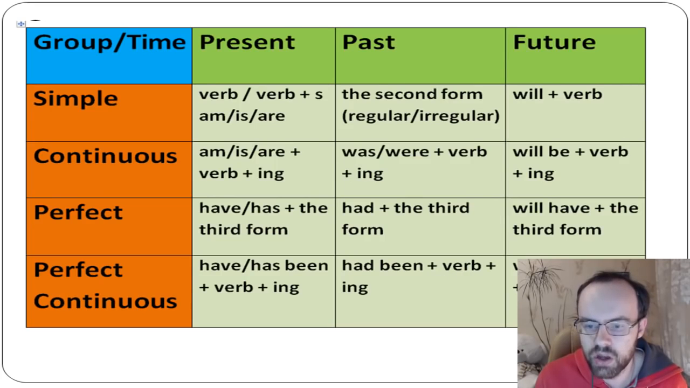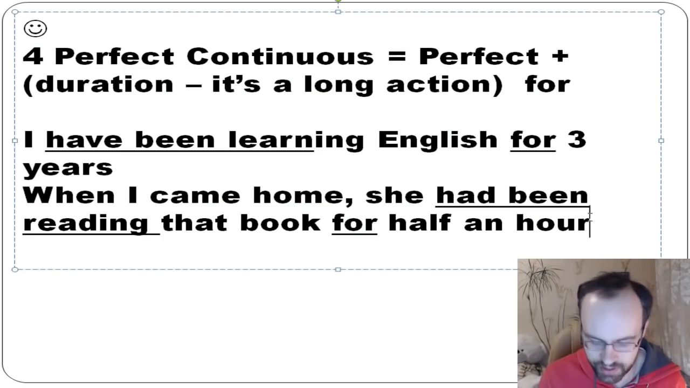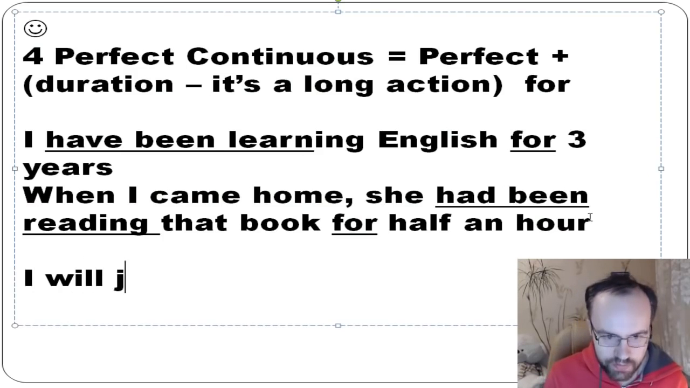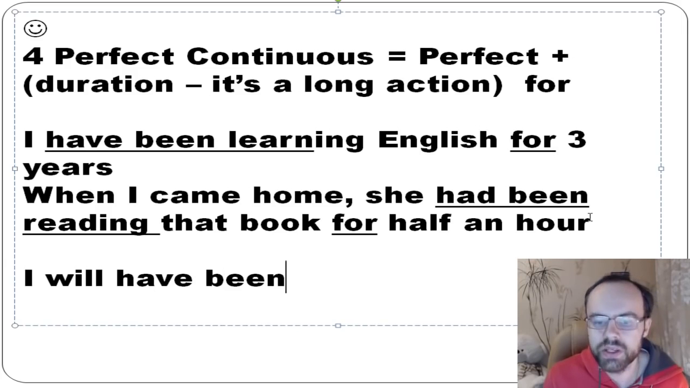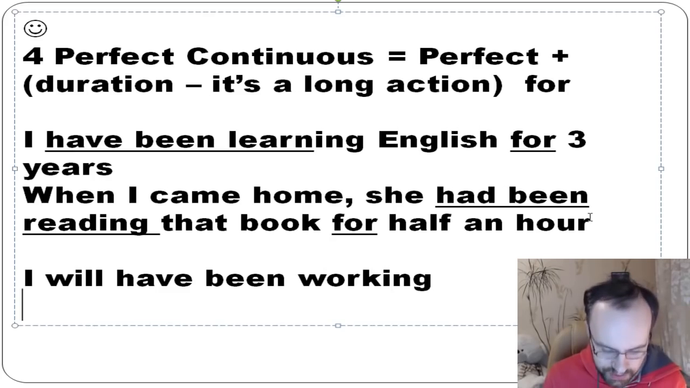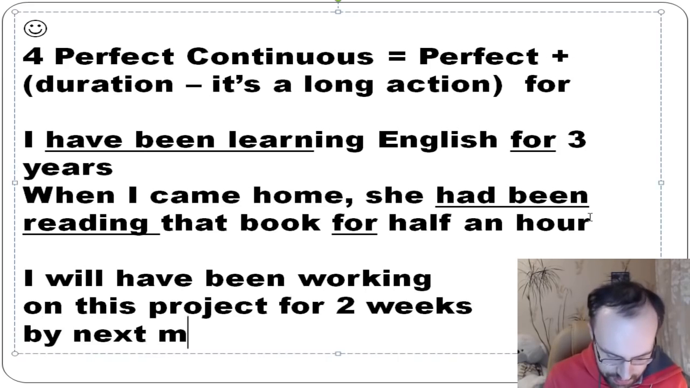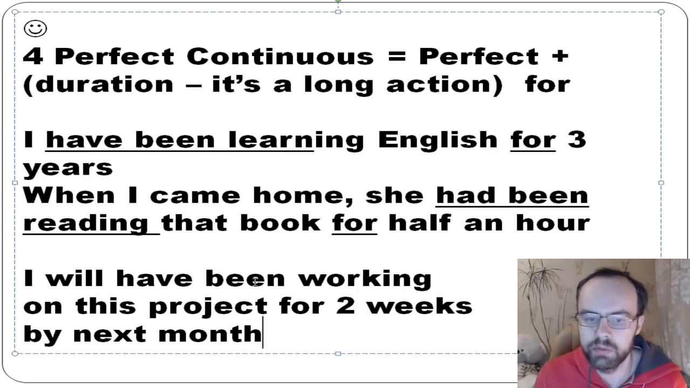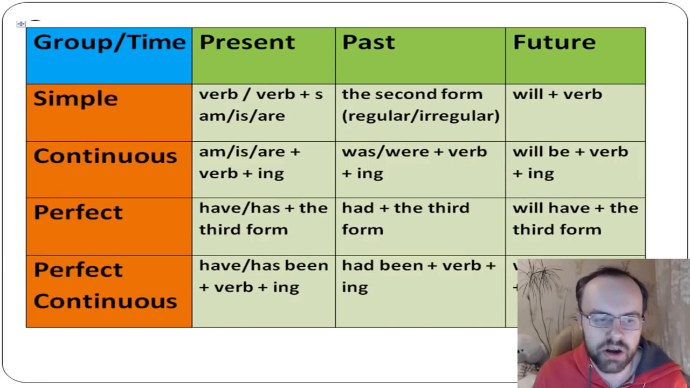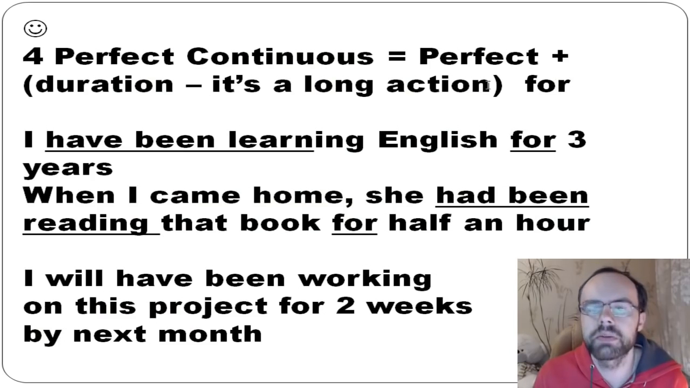And future perfect, will have been plus verb plus ing, so it's like future perfect plus by. For example, I will have been working on this project for 2 weeks by next month. It's exactly what you see here. As I told you, it's perfect plus for.